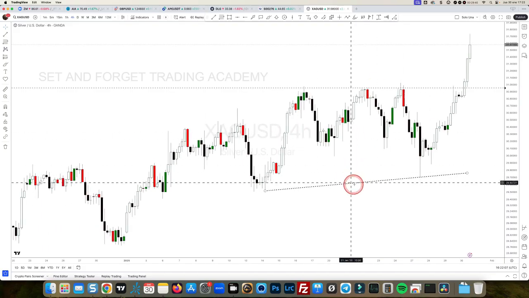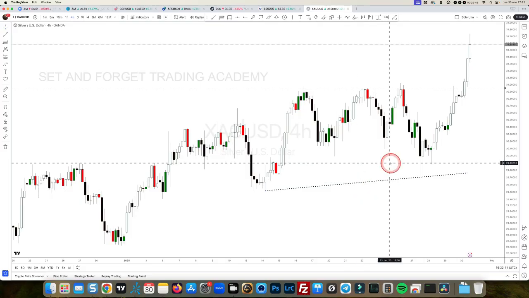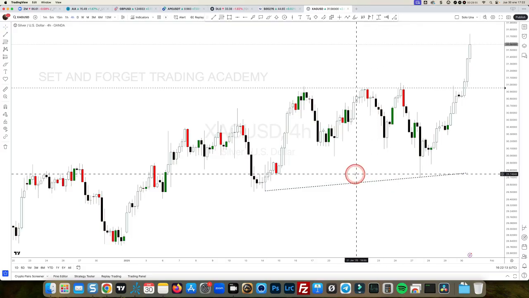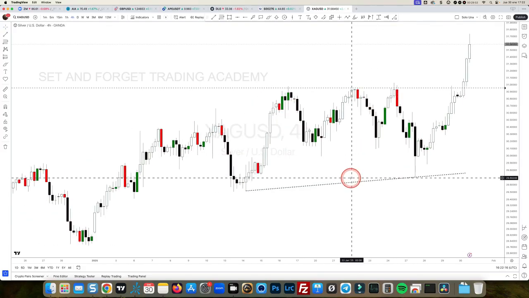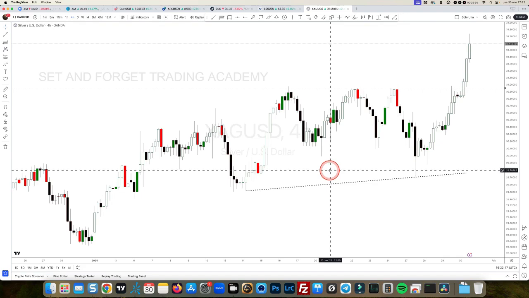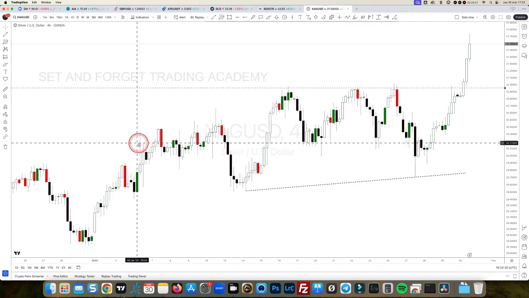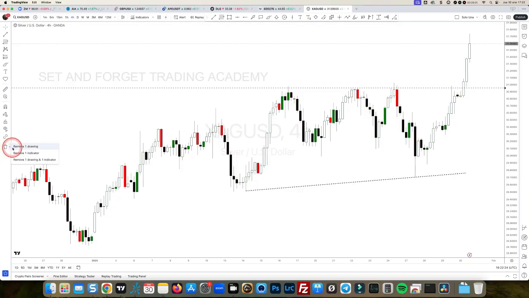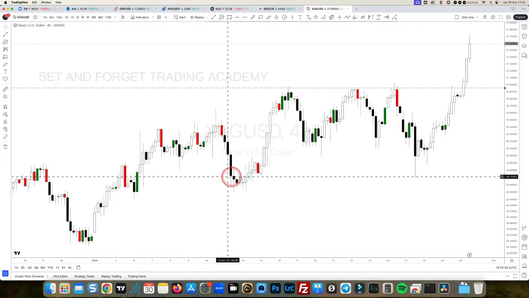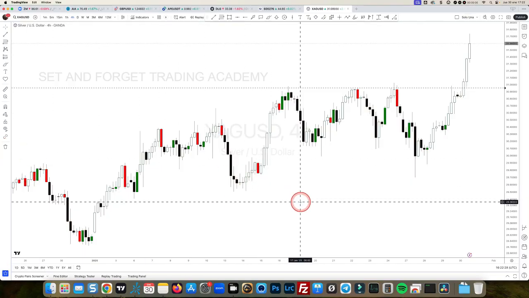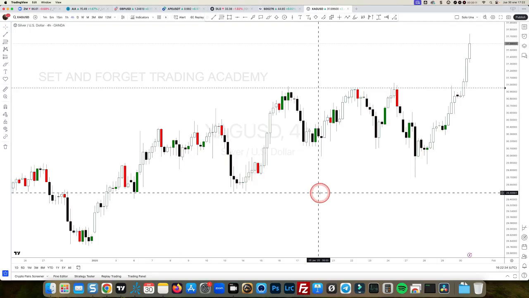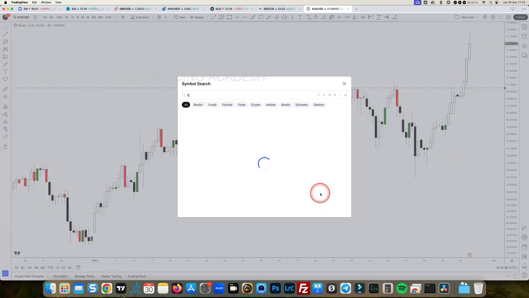Okay, so I think for now it's enough for this asset, for silver spot on the 4 hour time frame. So I'm going to eliminate all this and remove it, and I'm going to switch to another one. We saw already gold, silver. So let's take a look at, I don't know, the euro dollar.